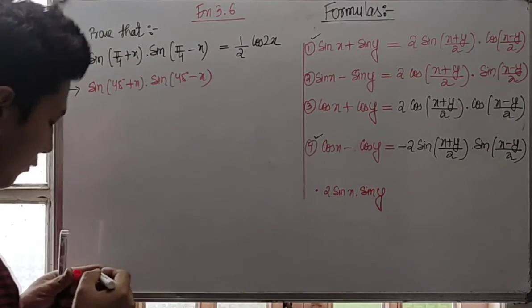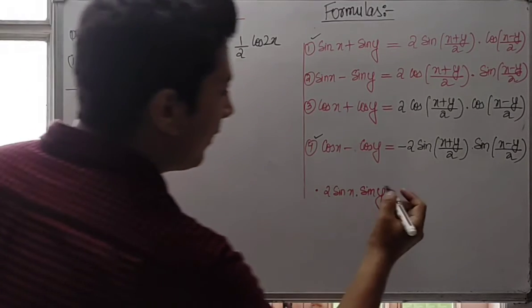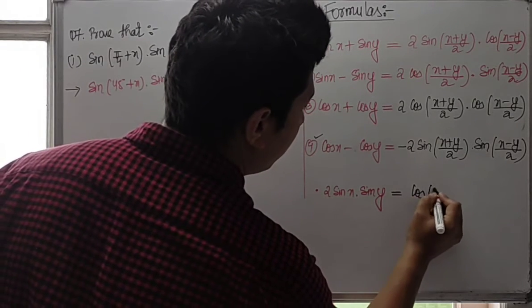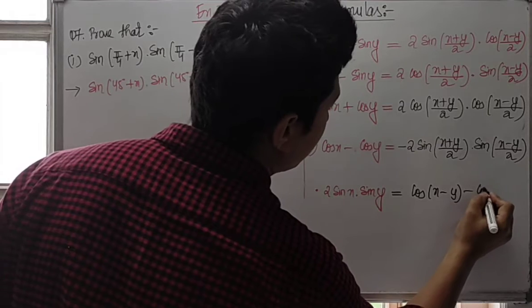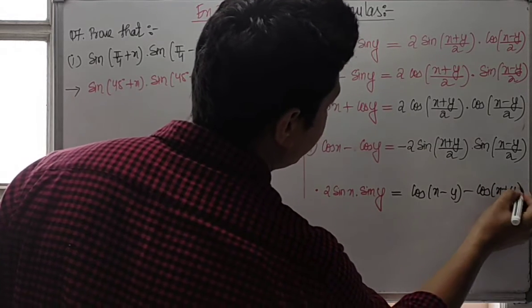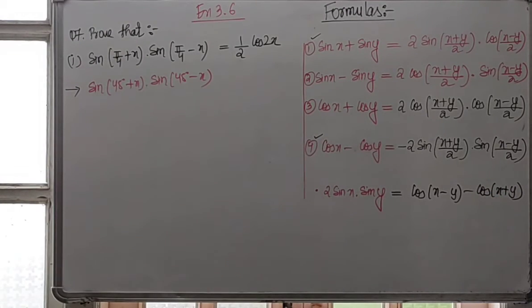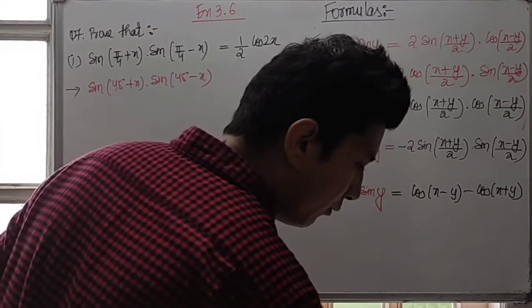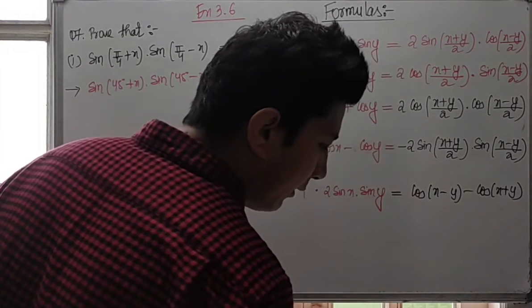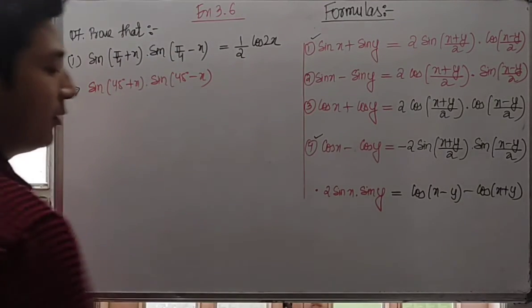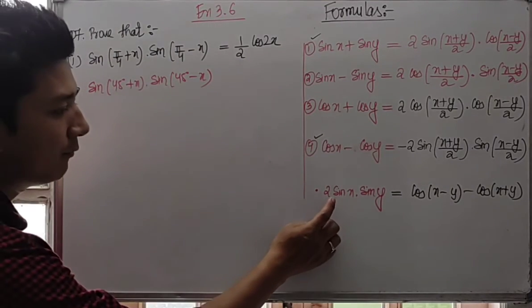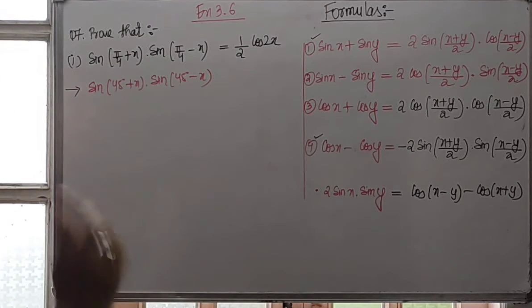Yesterday we have learned about 2 sin x into sin y. The formula was cos x minus y minus cos x plus y, isn't it? Please check yesterday's one. We have done this. I think so. This is formula number 4, right? It's cos x minus y minus cos x plus y. So we have learned this formula. This is the formula of 2 sin x into sin y.